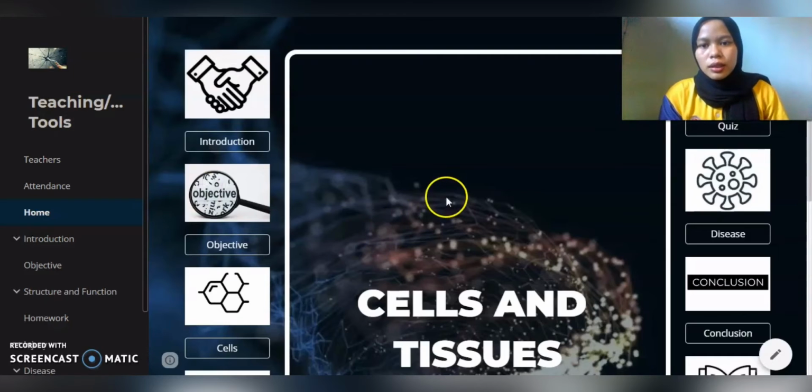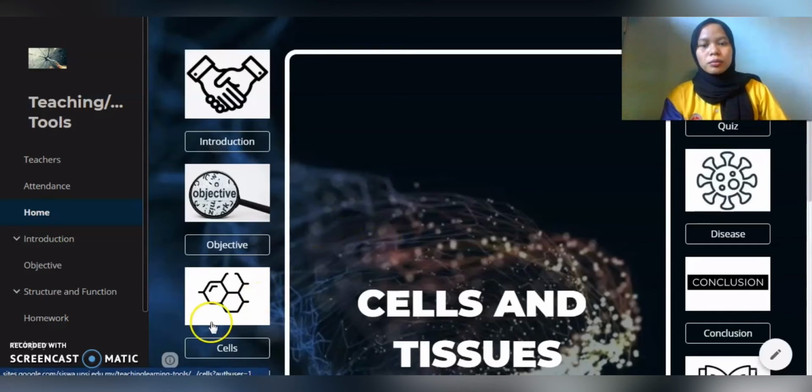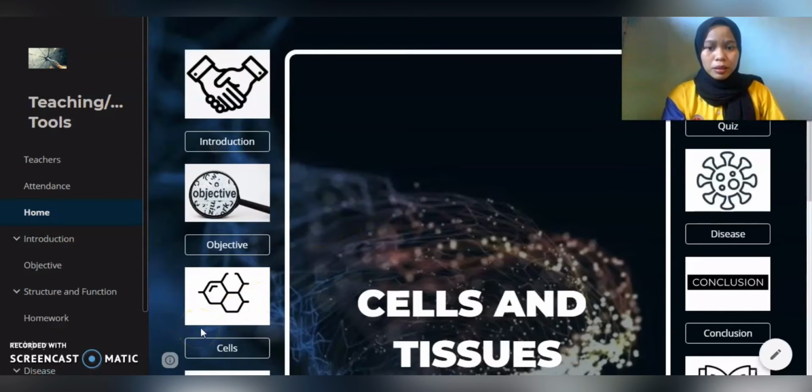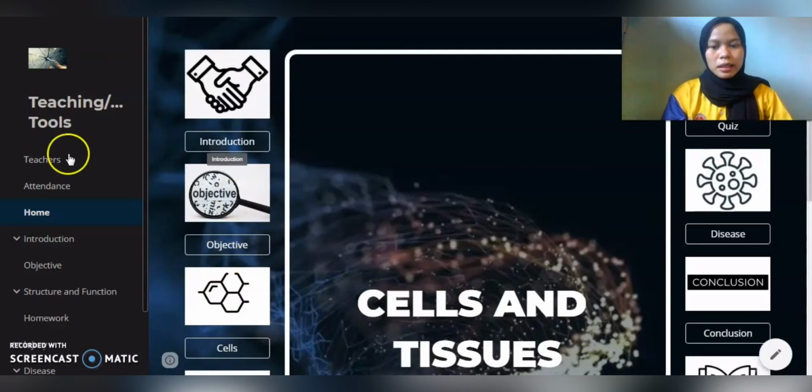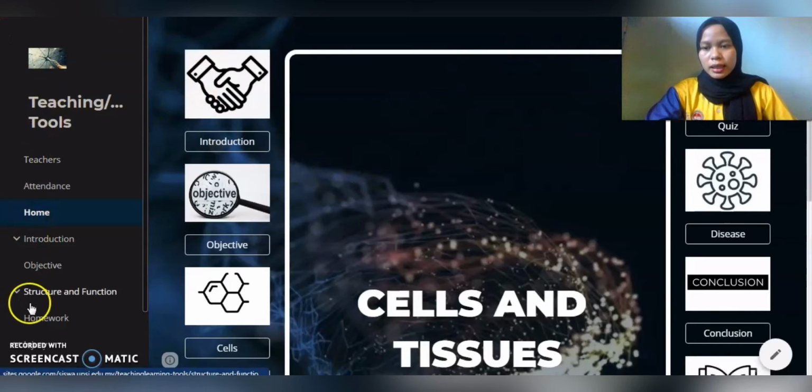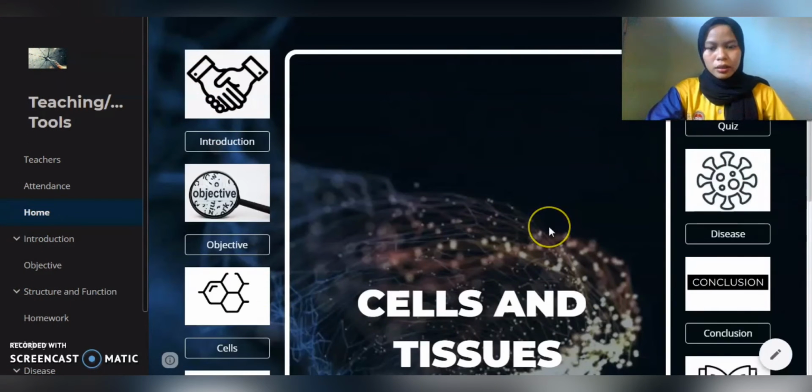So here I will explain about our group assignment which is given by our lecturer for this subject, anatomy and physiology. So our topic that I will talk through this Google site is cells and tissues. So as you can see here is the shortcuts for these options.